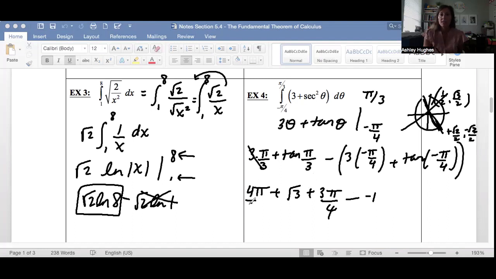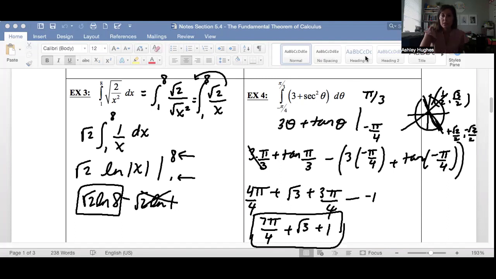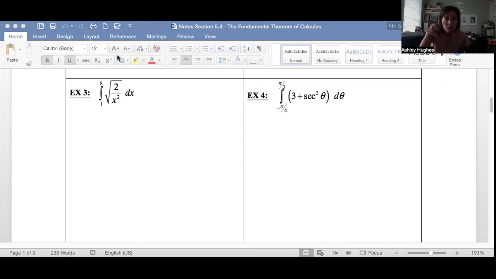And if I want to add these, that's like 4 pi over 4. So if I add 4 pi over 4 and 3 pi over 4, that would be 7 pi over 4 plus root 3. And then minus a negative is plus 1. Let's do the next one.